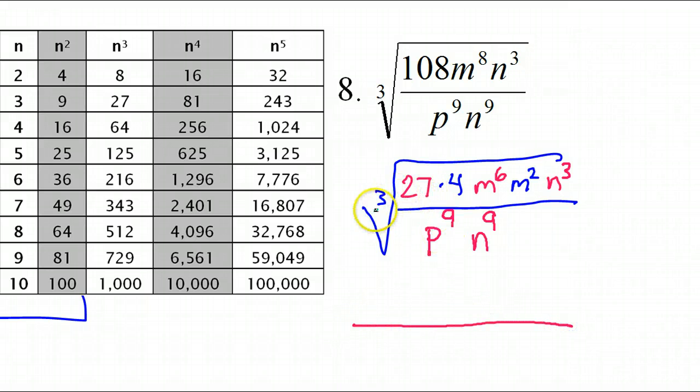Okay, so cube root of 27 is 3. So I've got 3 from the 27. This m to the 6th power is going to become m squared, because I have to do 6 divided by 3, which is 2. This n to the 3rd power is just going to be n, 3 divided by 3 is 1. Okay, this p to the 9th power is going to be p to the 3rd power, 9 divided by 3.